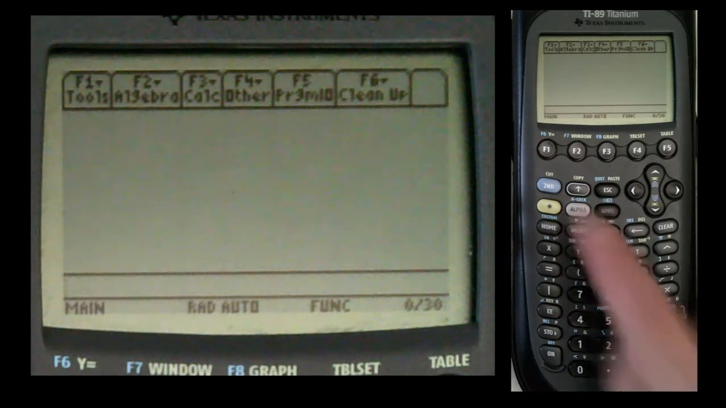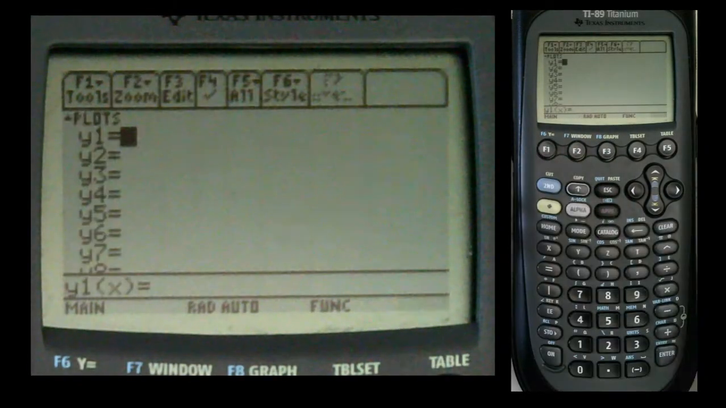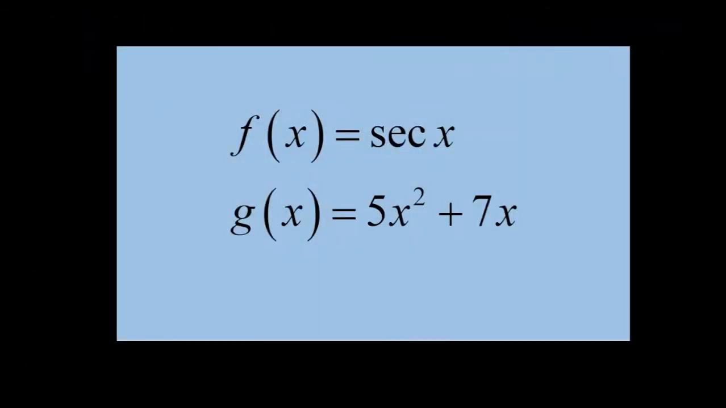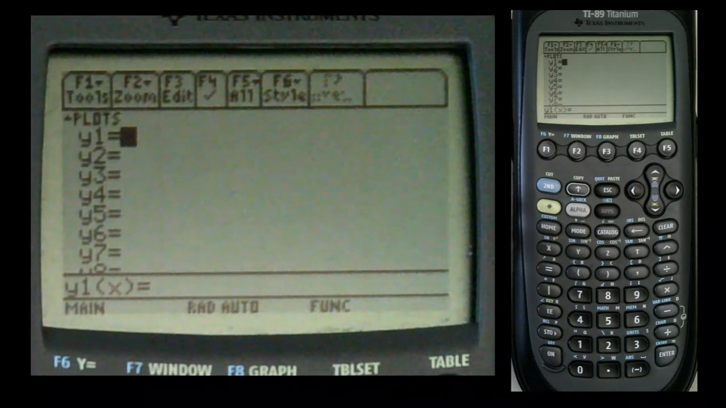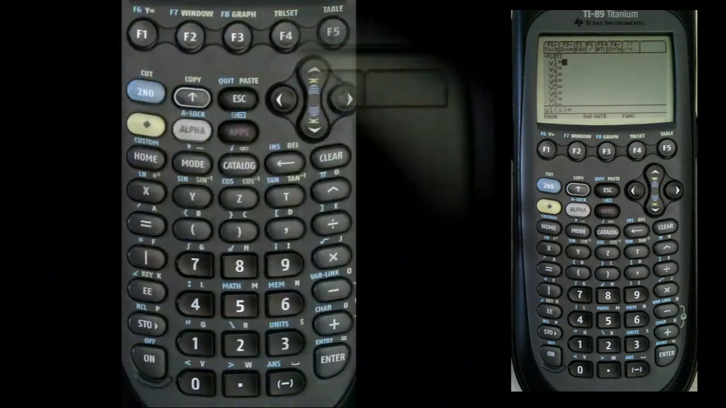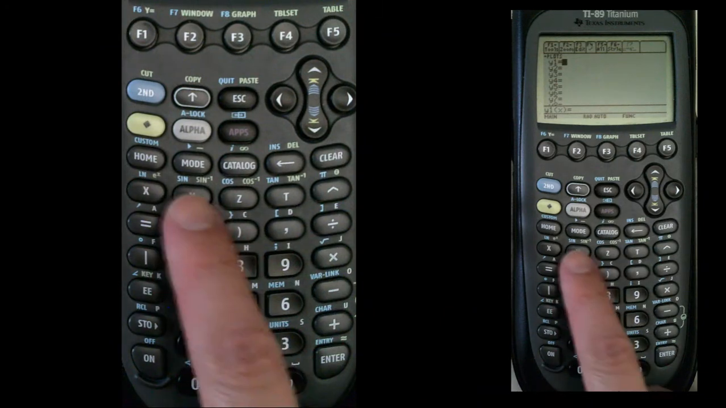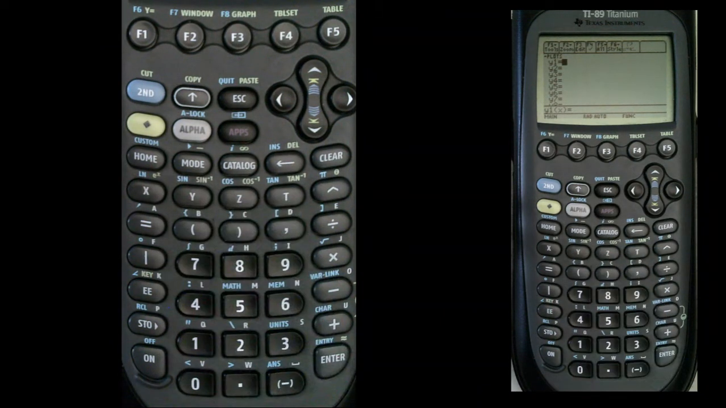First thing we're going to do is go to the y equals. The functions that we're going to be using in this example are f of x equals secant of x, and g of x equals 5x squared plus 7x. So let's see how we can enter that in. The first thing you should be thinking about is, how do I even enter secant into this calculator? If we go to the keyboard, you can see that there are sine and cosine and tangent, but there is no secant, cosecant, or cotangent.